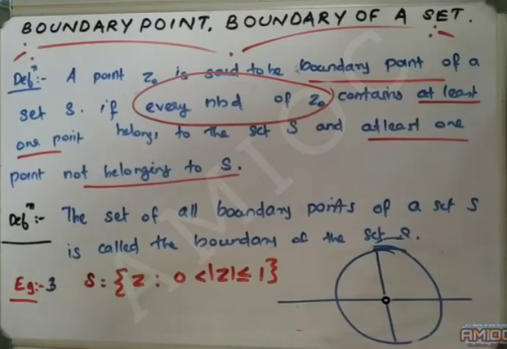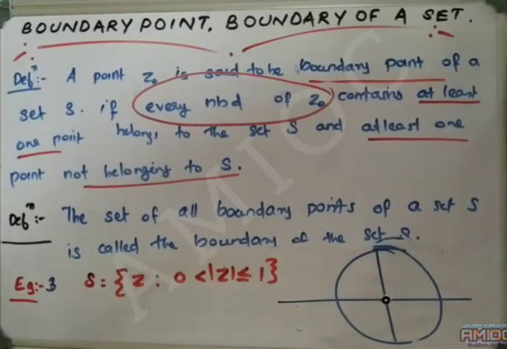The origin is not included. The given set S is the collection of all points inside the circle |z| = 1 excluding the origin. The set S consists of all the points inside the circle |z| = 1 and excludes the point origin 0. So now we can look at what the boundary points of the given set S are.